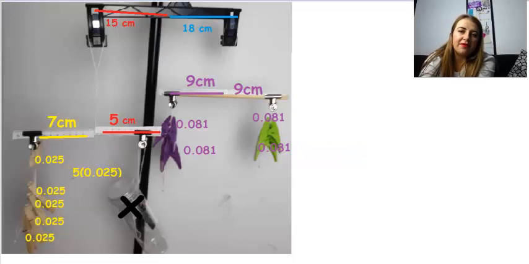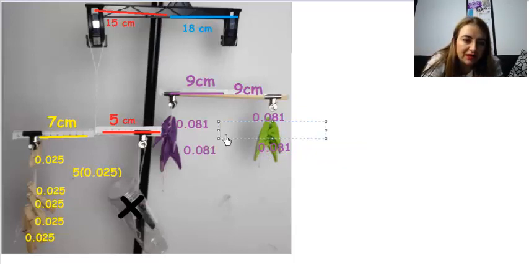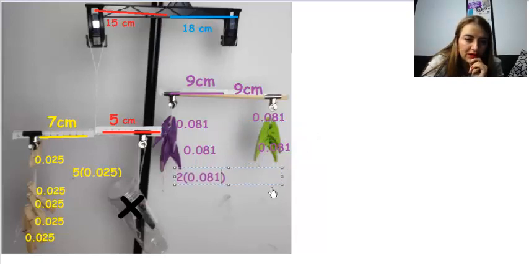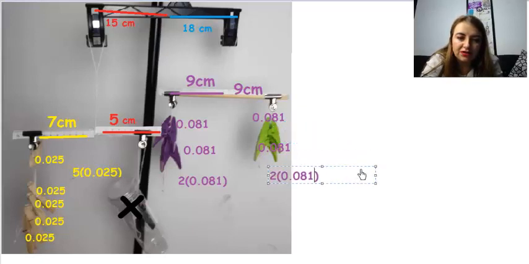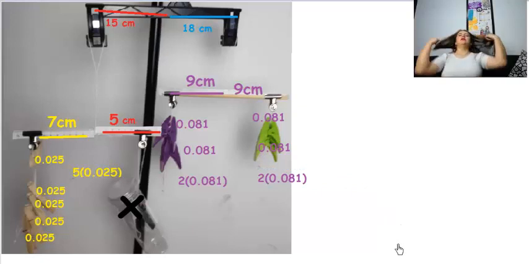So guys, remember, if we want to write down this part, these two, we need to say 2 clips, the weight is 0.081. Alright? So I'm going to put it here, that way it looks better. And on this side it's the same, 2 clips, and the weight of each of them is this one. So I'm going to put it here. Alright. Now guys, we already have all of the steps for this part.